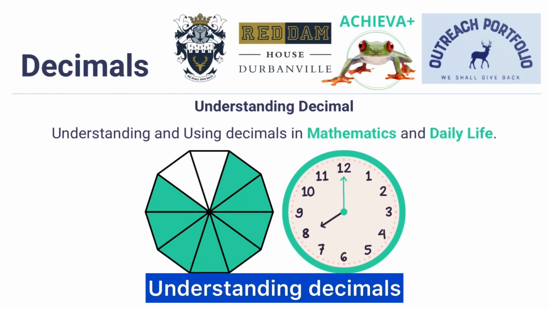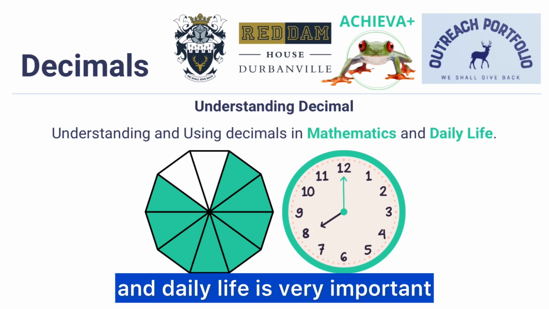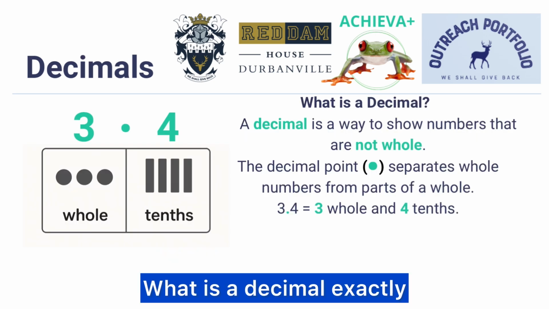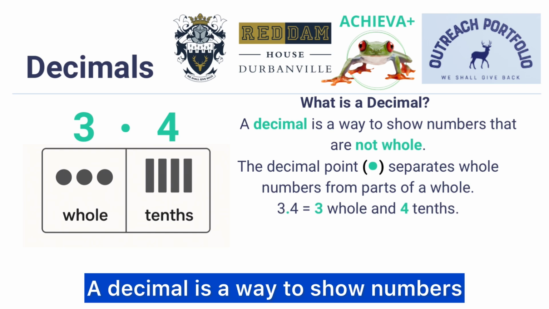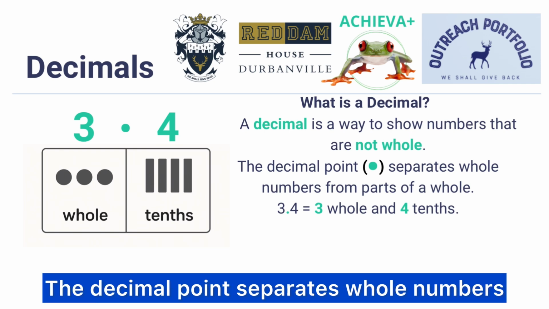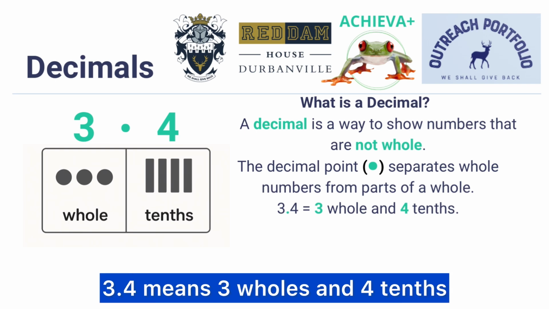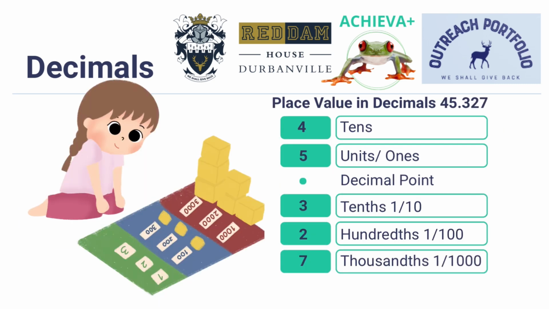Understanding decimals. Understanding and using decimals in mathematics and daily life is very important. What is a decimal exactly? A decimal is a way to show numbers that are not whole numbers. The decimal point separates whole numbers from parts of a whole. 3.4 means 3 wholes and 4 tenths.